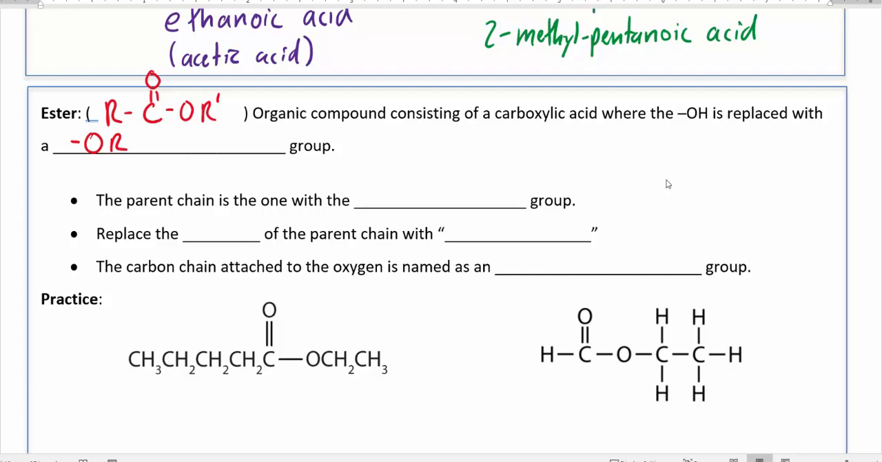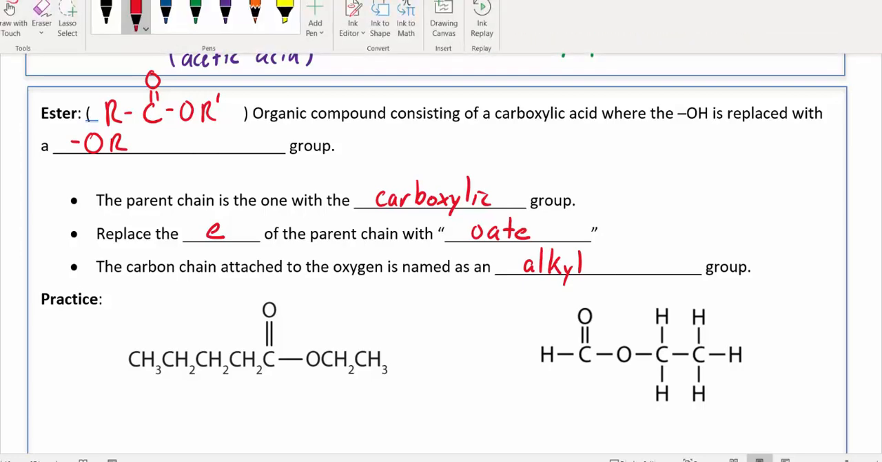The parent chain is going to be the one with the carboxylic group. So just like we saw with carboxylic acids, you're going to replace the E of the parent chain with OATE. And the carbon chain, which is attached to the oxygen, is just named as an alkyl group. So that probably doesn't make a ton of sense. So let's look at a few examples.